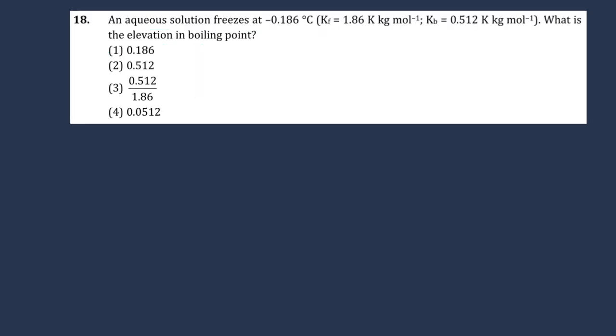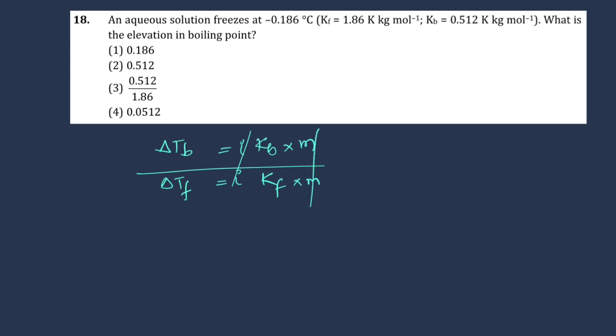Next is the 18th question. An aqueous solution freezes at this temperature, and this is the Kf value and the Kb value. What is the elevation in boiling point? So elevation in boiling point delta Tb is equal to Kb into molality, and delta Tf is equal to Kf into molality. The i value is the same for whatever aqueous solution, since it is not mentioned, so it cancels, and molality will be the same, therefore it cancels. Then we have to find the elevation in boiling point.